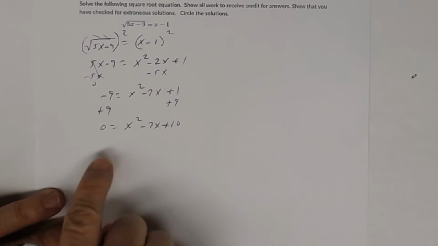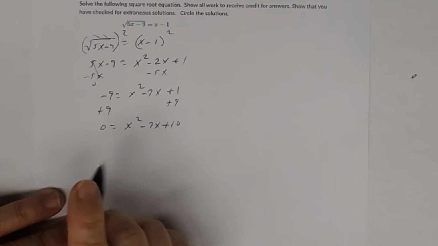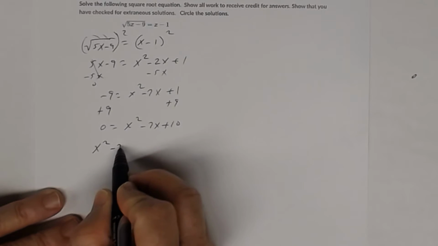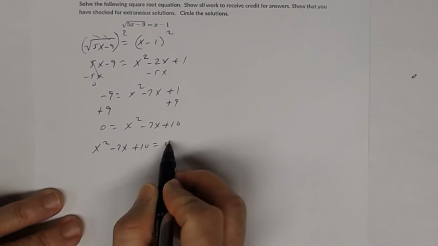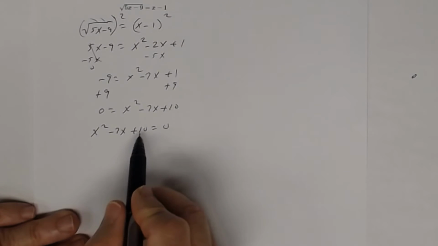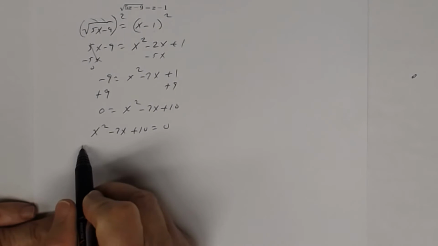And I'm going to go ahead and transpose both sides to get 0 on the other side. So I get x squared minus 7x plus 10 equal 0. Okay, so this is factorable. So I have this quadratic equation. I'm going to go ahead and factor it.